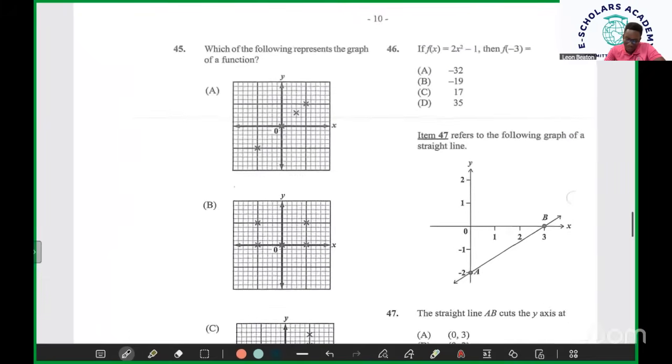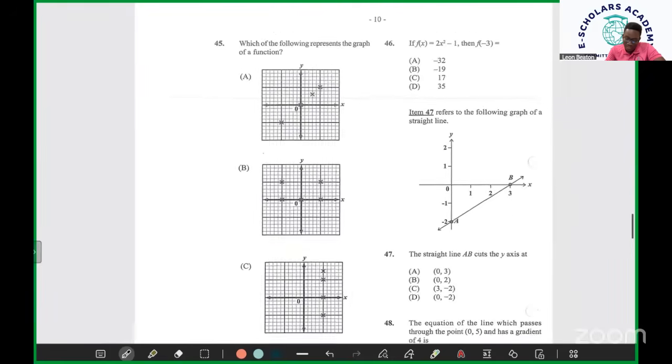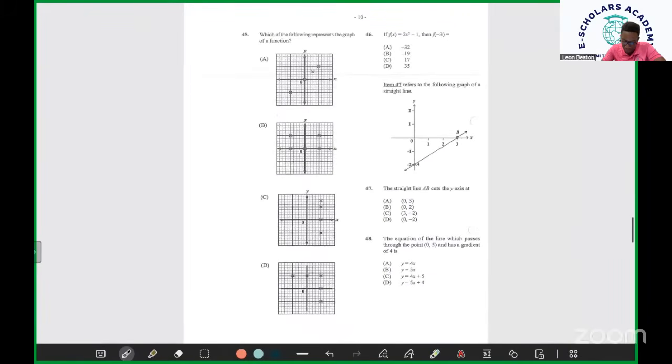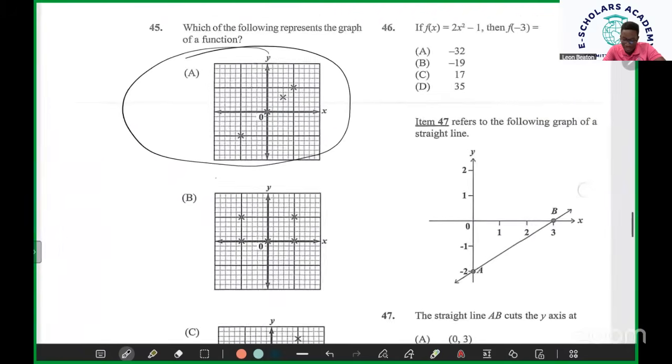This is 2019. Which of the following represents the graph of a function? The graph of a function means when you do the vertical line test, it has to pass through one point and one point only. So we see this one is A.